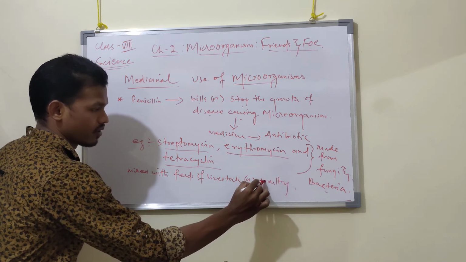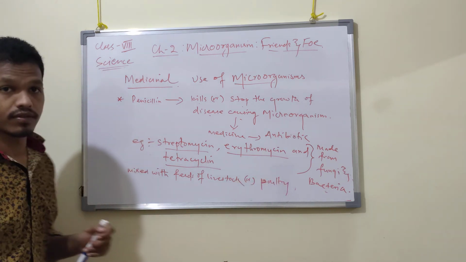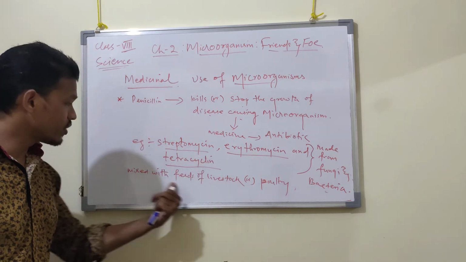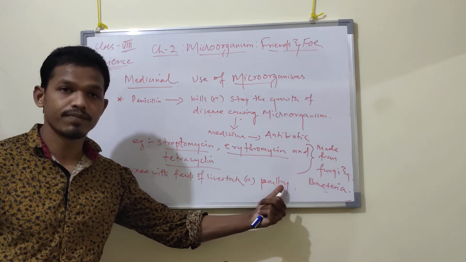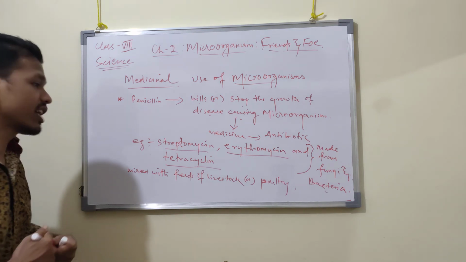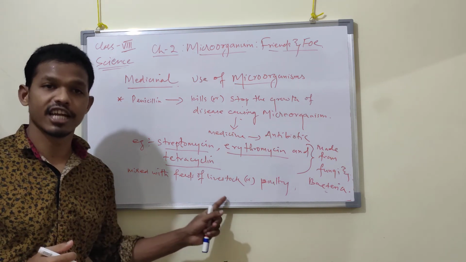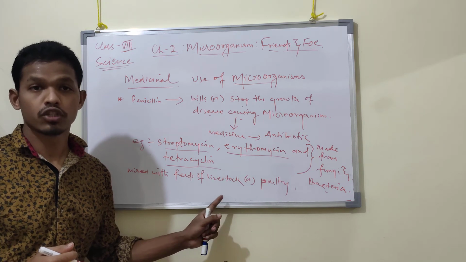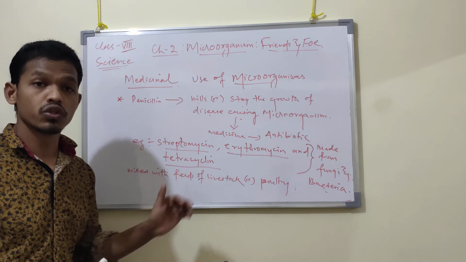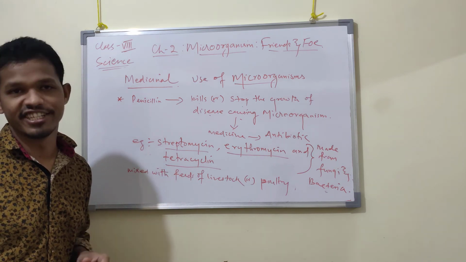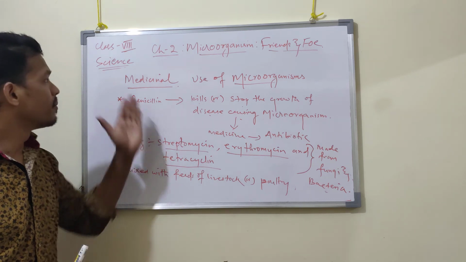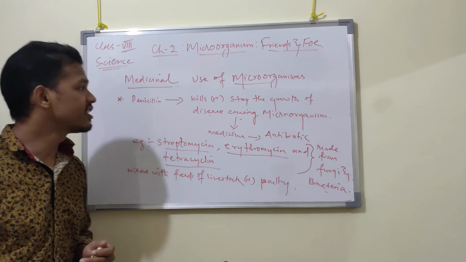Poultry means what? Farming of animals, we can say poultry. So these are even mixed with the feeds of livestock and poultry to check microbial infection in animals. Got it now? They are also used to control many plant diseases. These are the medicinal uses of microorganisms.